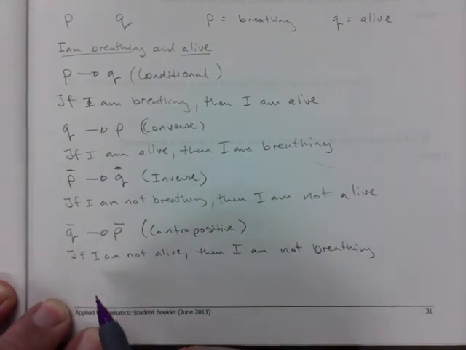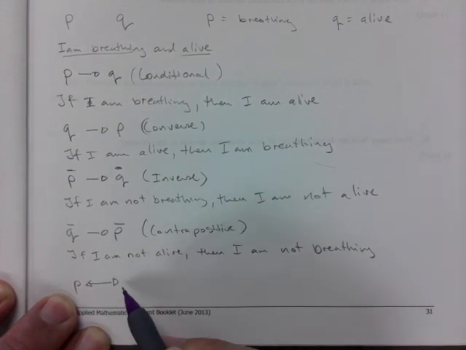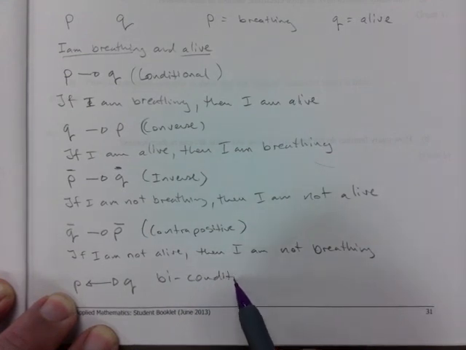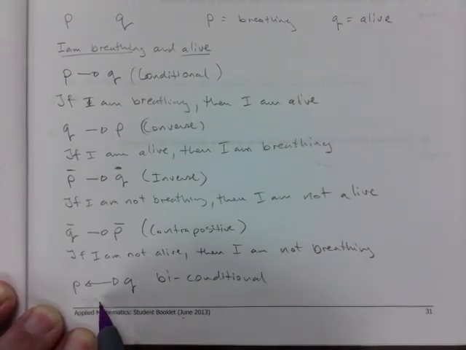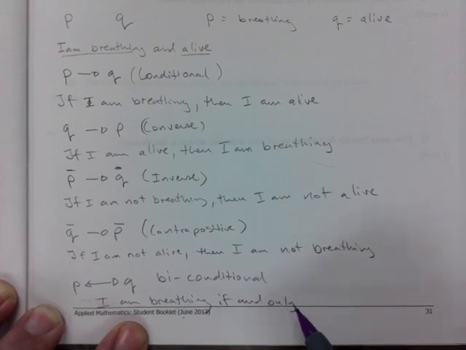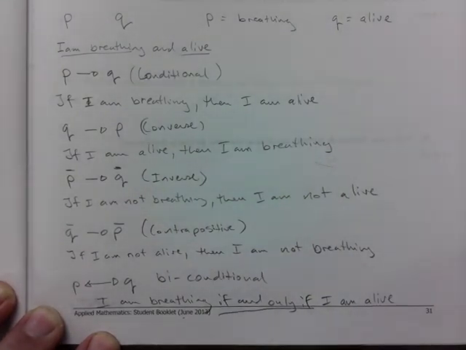And the last one, actually, we didn't talk about this. It's this one, when the arrow goes both ways. This one is the biconditional. So this would read, I am breathing if and only if I am alive. That's the if and only if part that is in between.